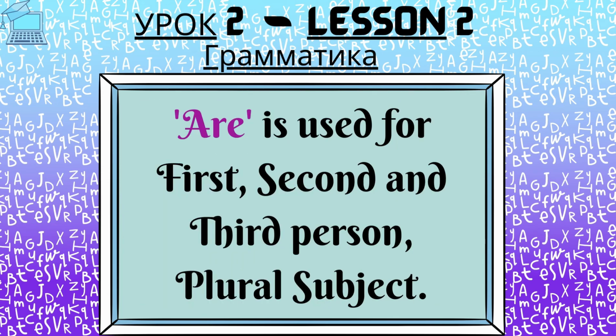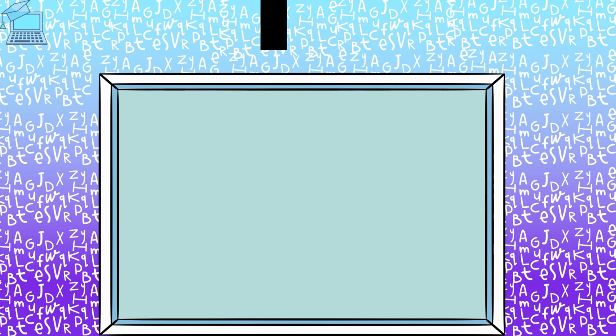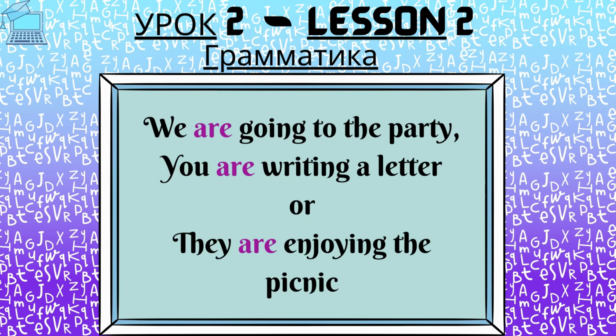Are. It is used for first, second and third person for plural subject. For example, we are going to the party. We is a plural subject and first person. You are writing a letter. You is second person and singular subject. Or they are enjoying the picnic. So they is a plural subject and third person.